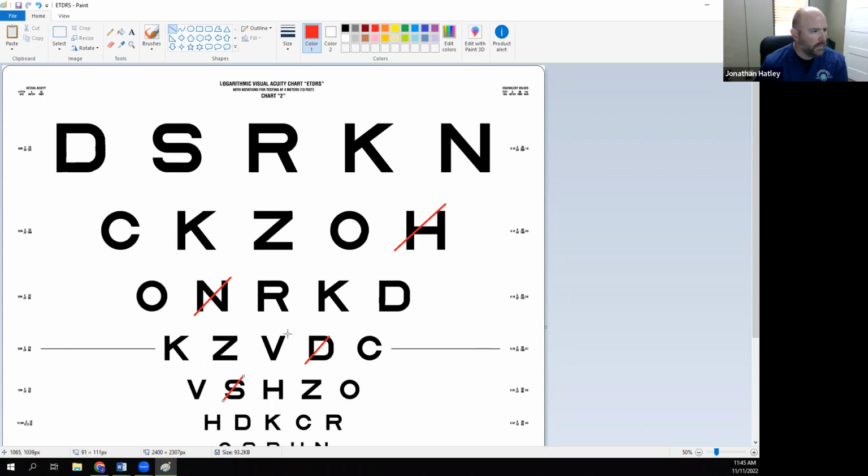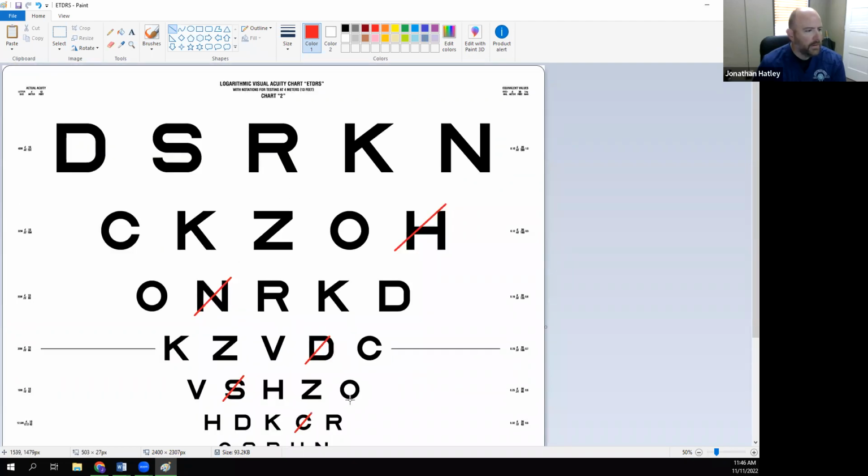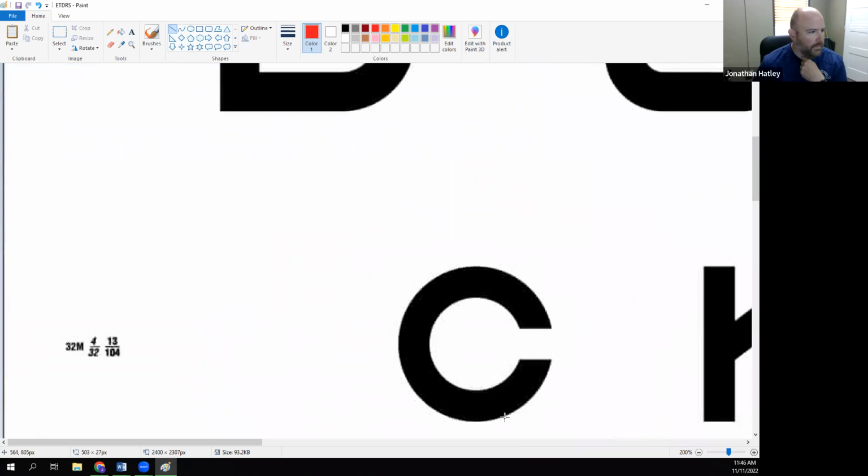and that one, and this one here. Okay. So let's just say that the patient got to this point and said, I can't see any letters on this line at all. Okay. So normally, if you were to do this with Snellen acuity, you would probably look at the visual acuity over here on the side.